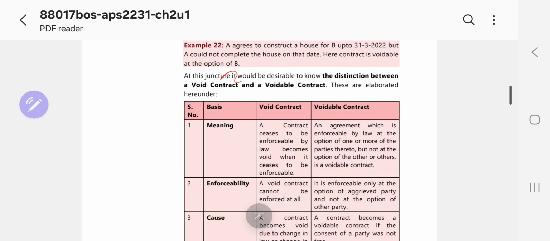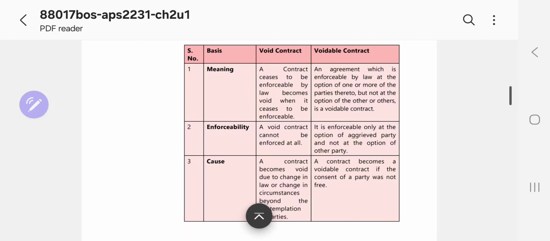Now here you can see at this juncture, it would be desirable to know the distinction between void contract and voidable contract. So there are two contracts, void and voidable. So it is necessary for us to know what are the differences between void and voidable contract. So we will see one by one the differences.